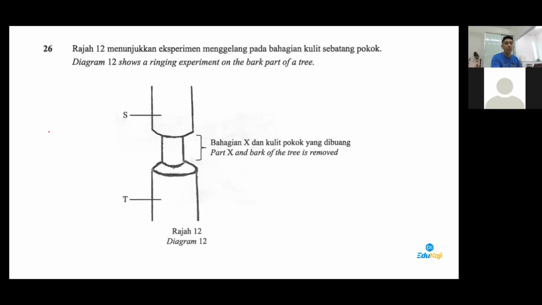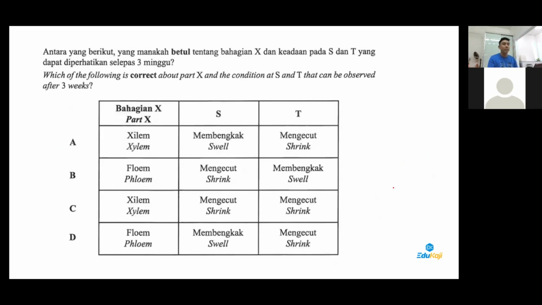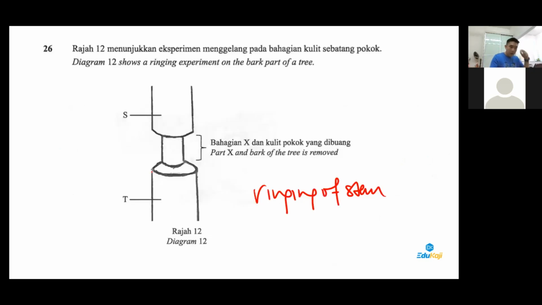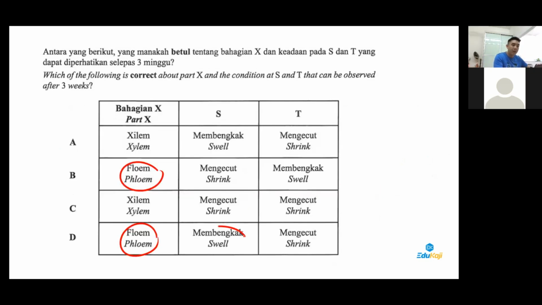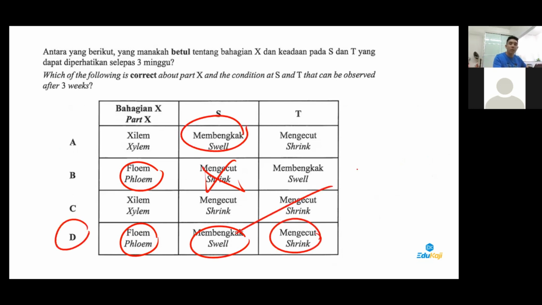Okay, 26 here is ringing of the stem. When we carry out ringing of the stem, phloem is removed. S is the top. S will swell, T will shrink. Why swell? Because the food, the organic solutes, accumulate. While the bottom part does not get food, it will shrink.